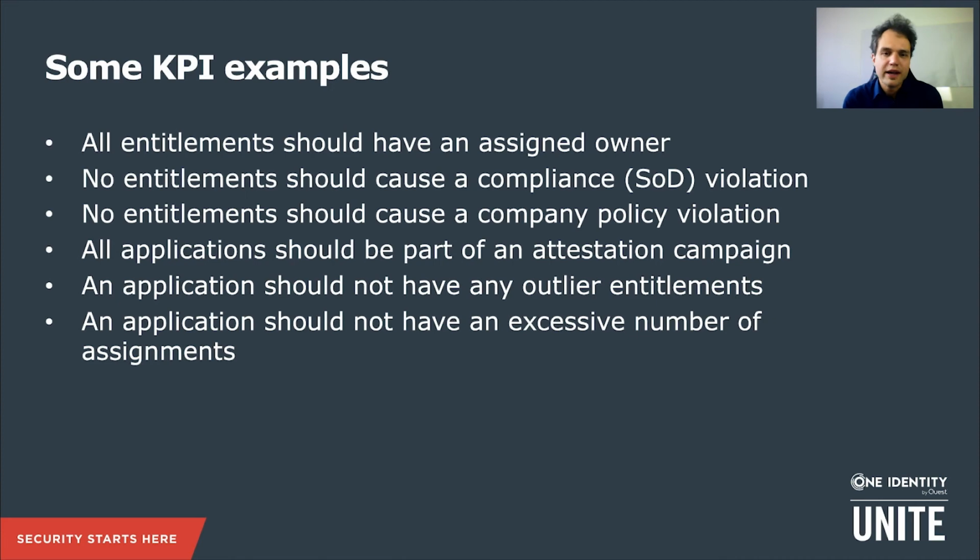Here are some examples for application-specific KPIs. All entitlements should have an assigned owner. No entitlements should cause a compliance or SOD violation. No entitlements should cause a company policy violation. All applications should be part of an attestation campaign. And an application should not have any outlier entitlements, meaning that entitlements come from an unrelated system and the assignment was likely made in error. An application should never have an excessive number of assignments, also pointing to a potential error in the data.